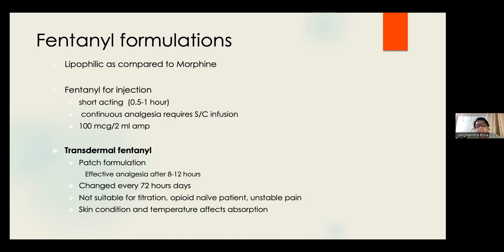We need to change it every 72 hours. The peak rises by 8 to 12 hours, it maintains a plateau and then comes down over the next 72 hours. It is not suitable for titration in opioid naive patients, and it is also not suitable for unstable pain. The skin condition and temperature generally affect its absorption.